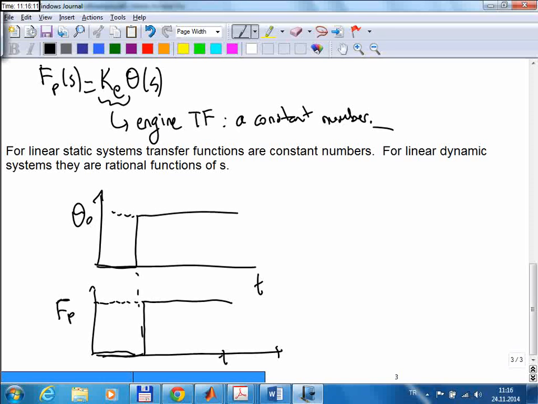So in reality you have something like this. If you step on the gas like that, the engine power will go something like that, and this duration obviously depends on what type of engine you have. But nevertheless, let's for the moment assume that we have a static engine. So this black is a static engine model, and the red one is a dynamic engine model.